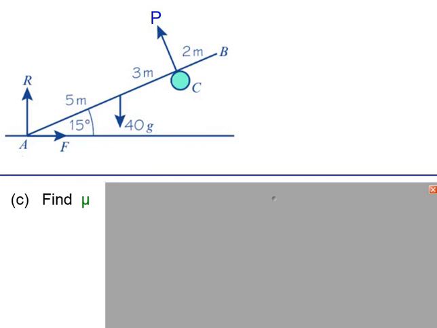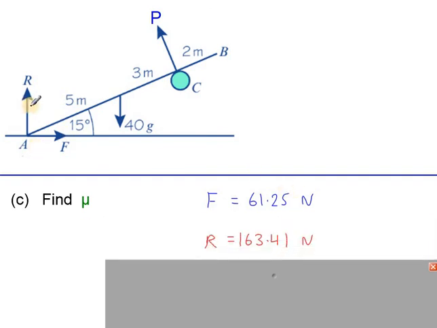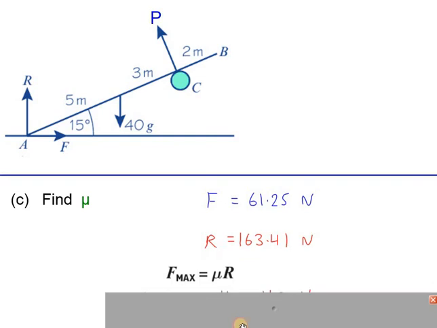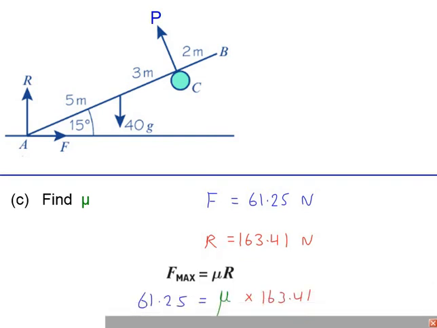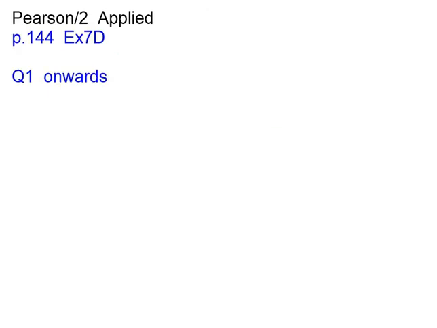So to work out the coefficient of friction, mu, we have the frictional force, we have the normal reaction, we have a formula that links them, we substitute the values in, and we rearrange to get the coefficient of friction, 0.37 to two significant figures. For further practice, try these questions.